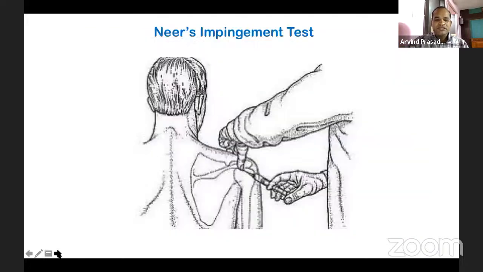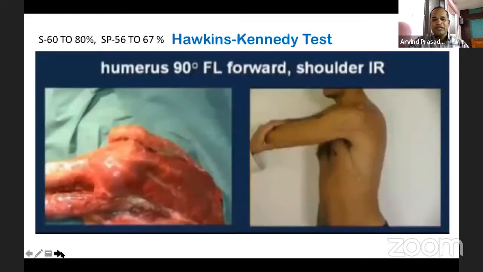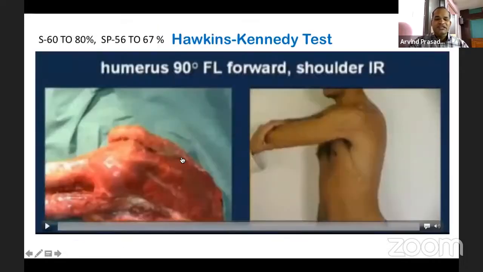Next is the impingement test by putting xylocaine under the acromion. If the pain of the Neer impingement goes away, it means there is pathology in the subacromial space, and this becomes a confirmatory test.